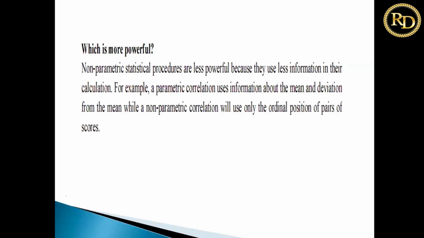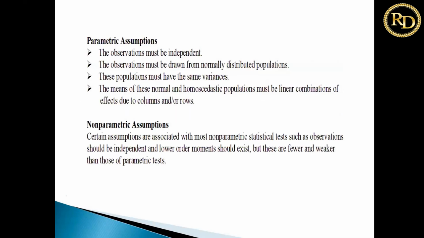If we have a sufficiently large sample, it approaches normality and we use the parametric test there. Now these are the assumptions for the parametric tests, which are very crucial while performing them. The observations must be independent. The observations must be drawn from a normally distributed population, which means the parent population should be normally distributed. These populations must have the same variance.